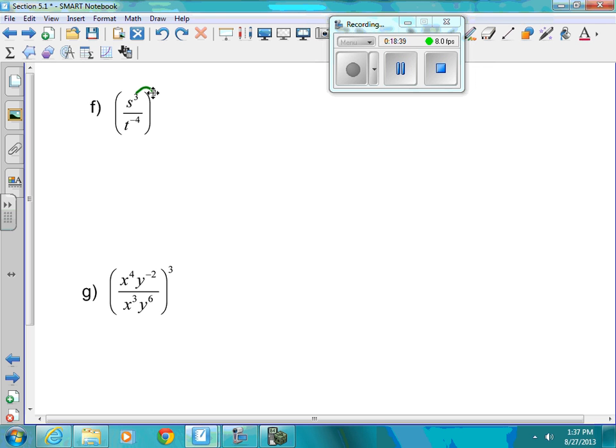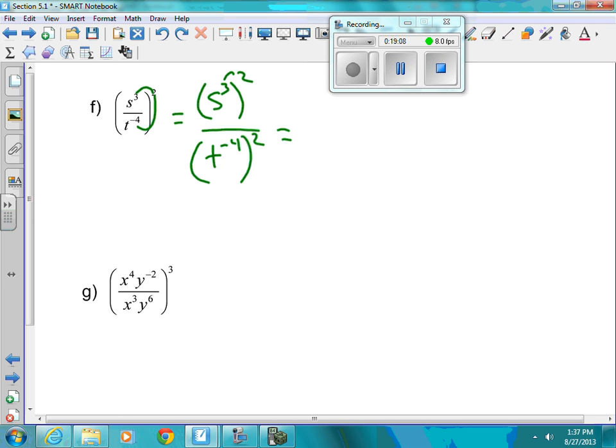Okay, so we have an exponent outside the parentheses. That means it can go to each term on the numerator and the denominator. So I really have s to the third squared, and I have t to the negative 4 squared as well. So now we can see we have the numerator and denominator. We kind of have to treat separately for a minute here. I have power of a power property going on the top and on the bottom. What do we do with that?